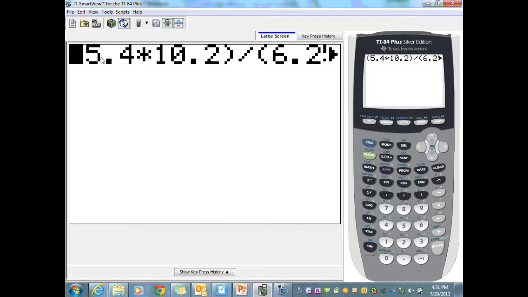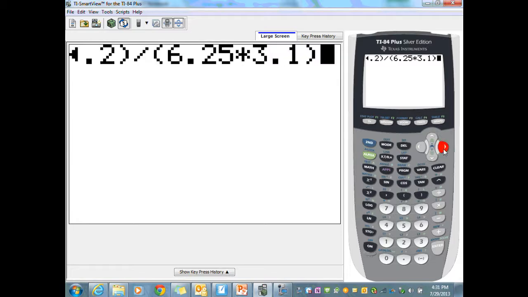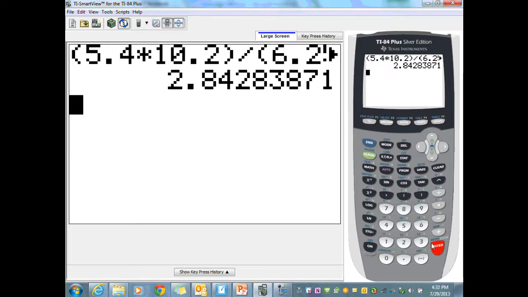So here I have entered it correctly by opening a parentheses, and as you can see there's a parentheses, and then enter the given expression, which was 5.4 times 10.2, then close the parentheses, and then division sign, open parentheses once again, 6.2 times 3.1, close parentheses. Now if I did not put the parentheses, again this number would be divided by 6.25, but then the 3.1 would no longer be in the denominator. So this is the proper way to enter it, and when we press enter we'll see the correct answer of 2.84.